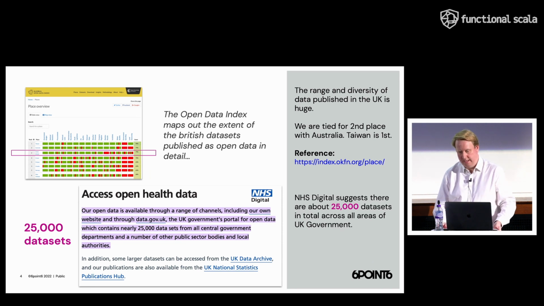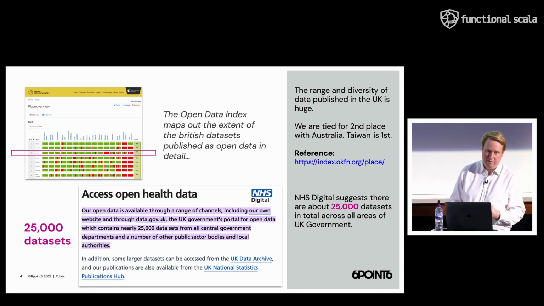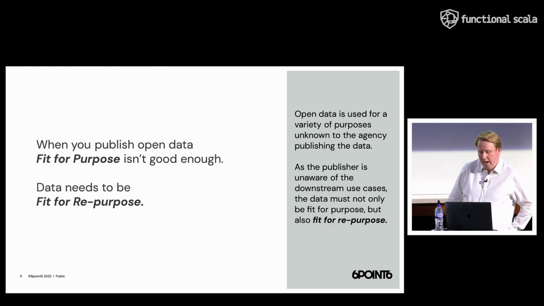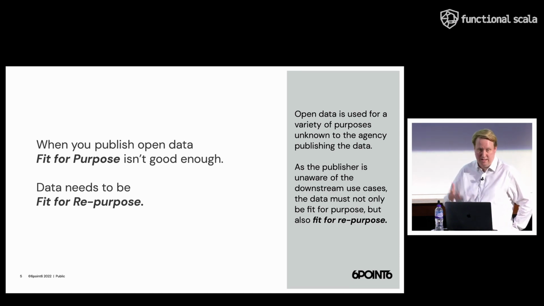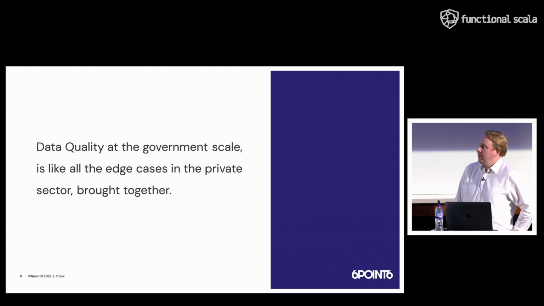But the UK is actually tied second globally for the amount of open data that we release. Through sites like data.gov.uk, NHS Digital, and the UK Data Archive, there's about 25,000 different data sets, and that's again just the bit that's open. When you open data, it's not just fit for purpose, it needs to be fit for repurpose. That means it's going to be used for a variety of purposes that are unknown to the people making it open. That's the point in some ways. So that makes it tricky, and it means data quality at government scale is like all the edge cases in the private sector brought together at once.